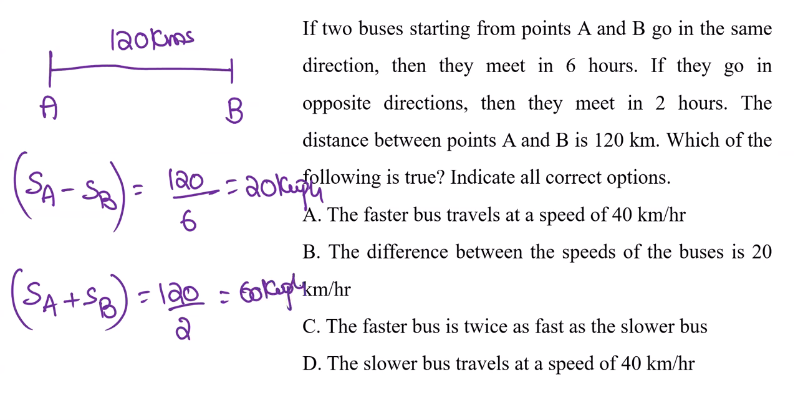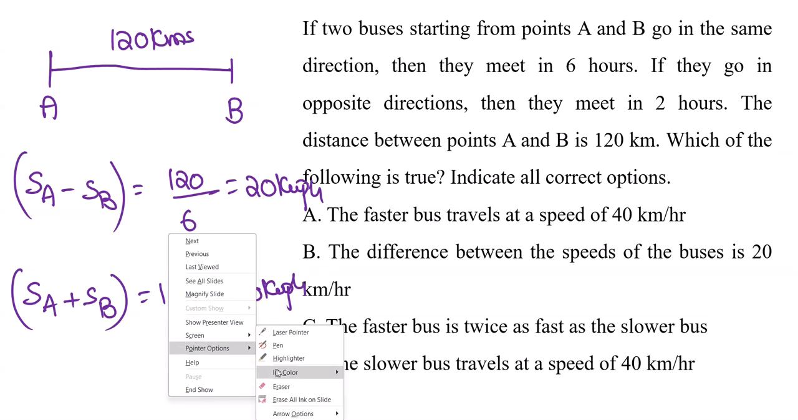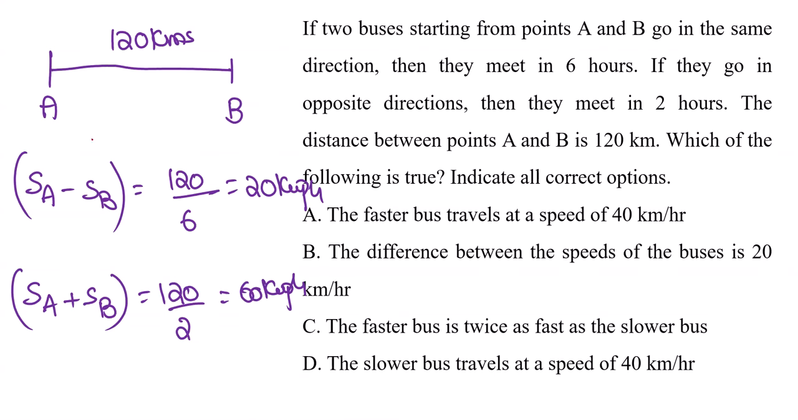Adding these two and dividing by 2, the speed of A will be obtained. Maybe A's speed is more or B's speed is more, that we don't know from the question. It's a modulus: it can be SB minus SA or SA minus SB. I agree. Let's say SA is more; I'm considering SA is more than SB.